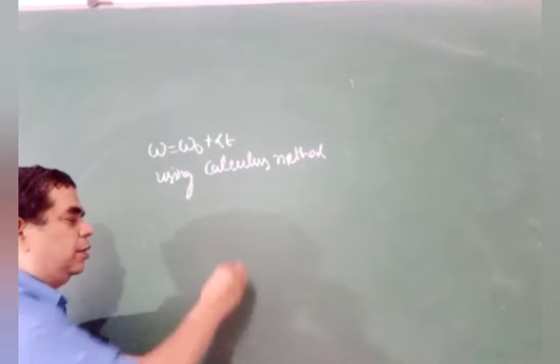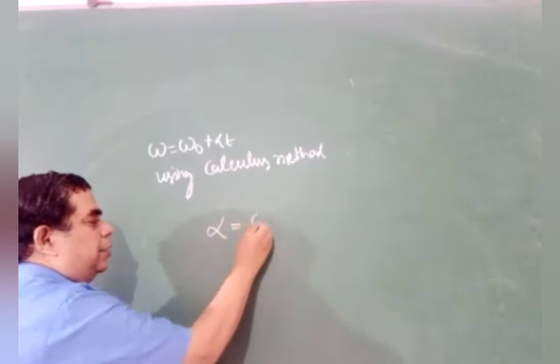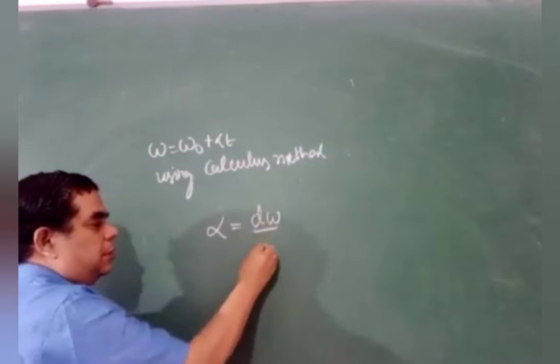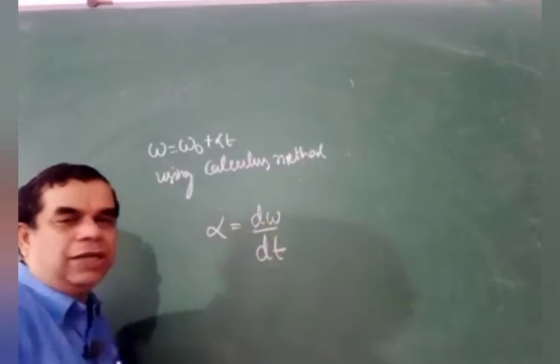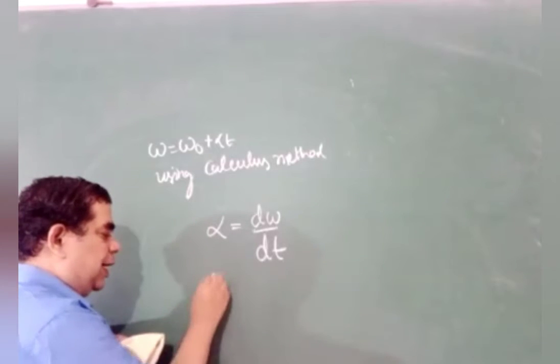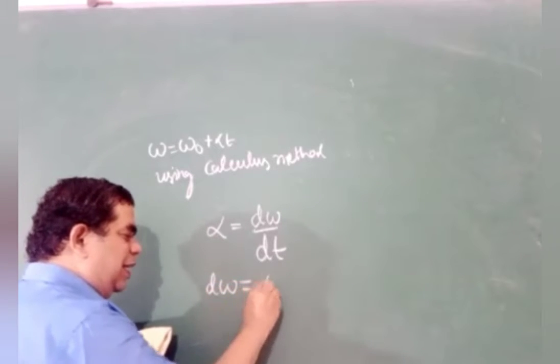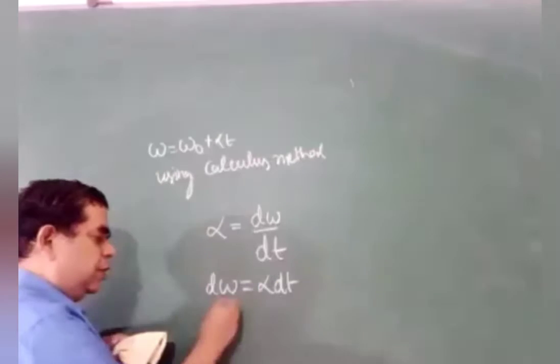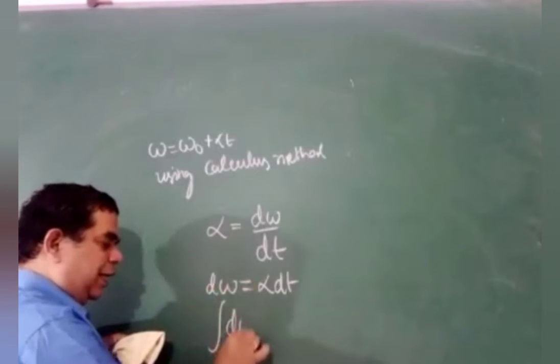Using calculus. Alpha formula, what is it? d omega by dt. Rate of change of angular velocity. Now you integrate this. We are not changing the technique. Writing this and then integrate.